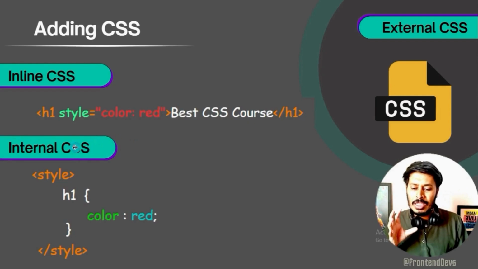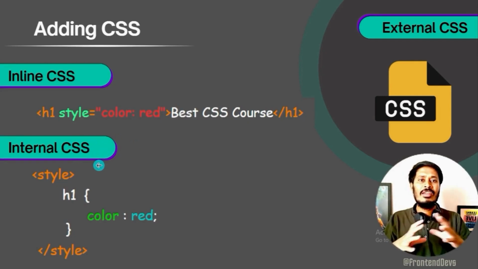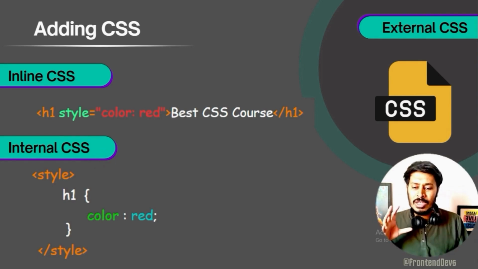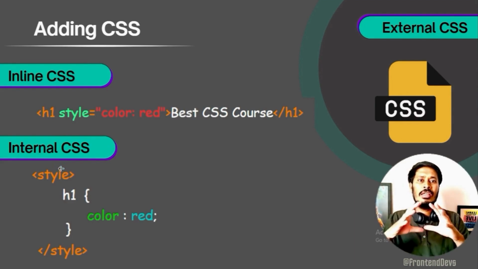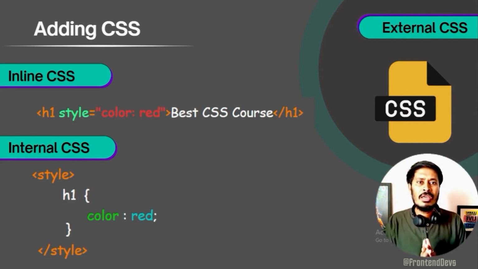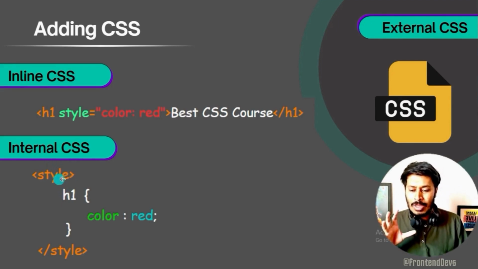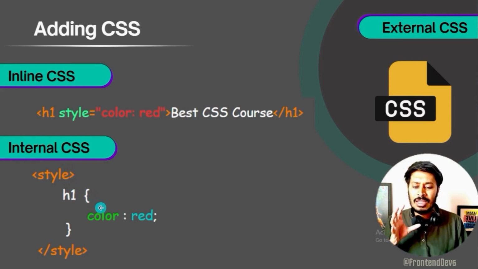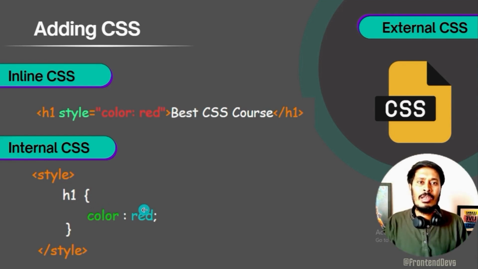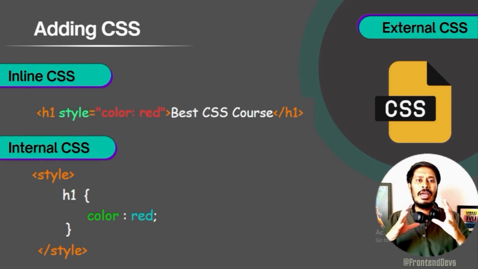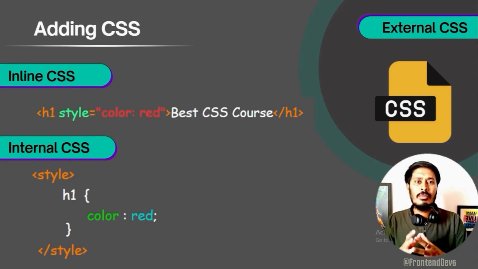When we go with the internal CSS, we need to add the CSS in the header section of our web page. That means we need to add the style tag inside the header section of our HTML page, and inside we can add the different rules. If you look at here, we have a style tag, and inside that I have an h1 element, and I am assigning some properties and values to it. When we are going with internal CSS, it will apply the CSS for multiple elements, but only on a single page.